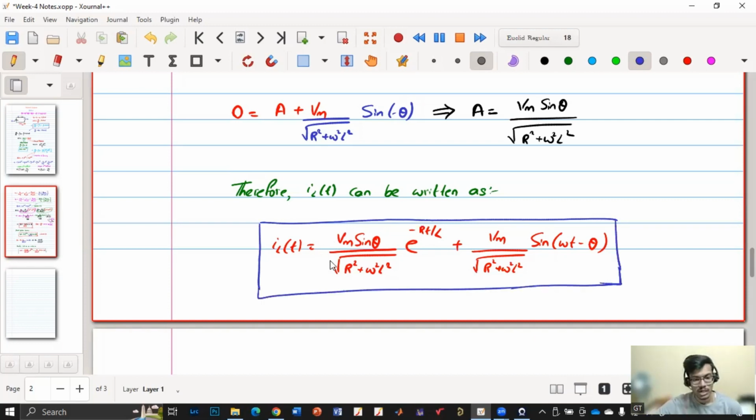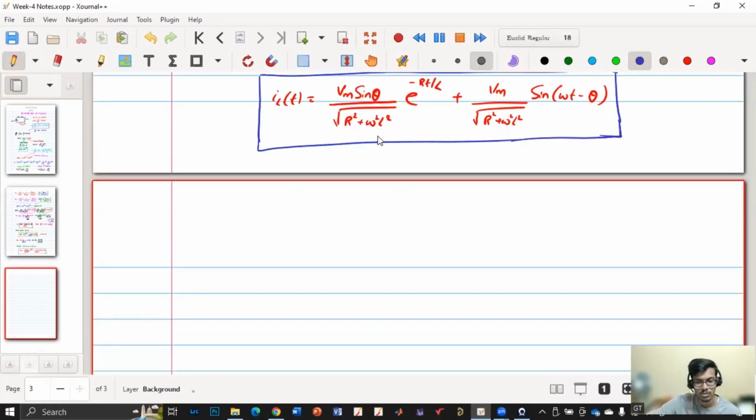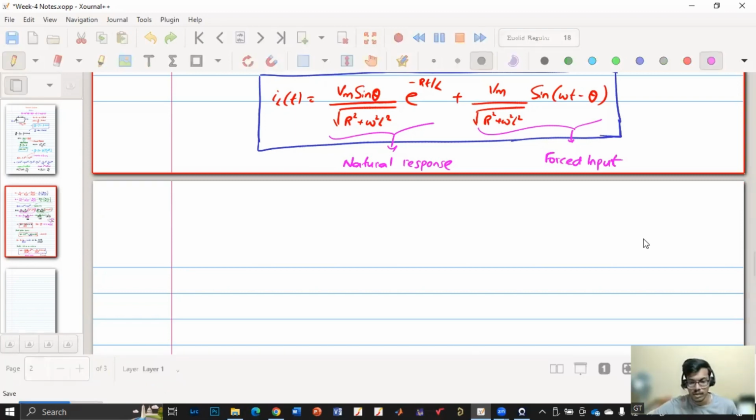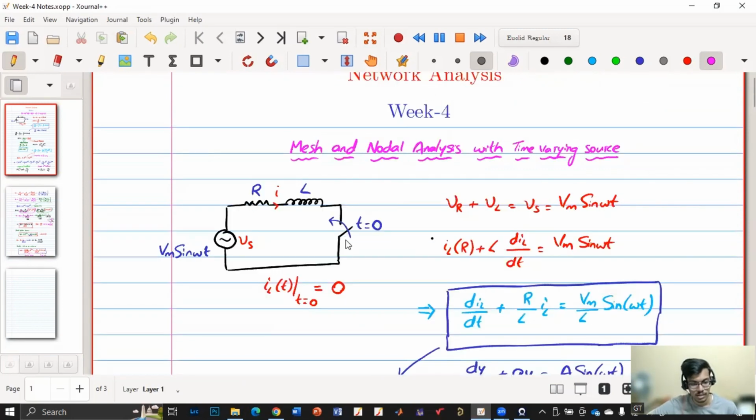So it has one exponential term and one sine term. The exponential term is coming because of the natural response and the other term is coming because of the forced input. So this part is coming because of the natural response, and this part is because of the forced input. Okay. So at t equals 0, we have considered this circuit to be closed. So RL will be closed and we have excited it with Vm sin omega t.